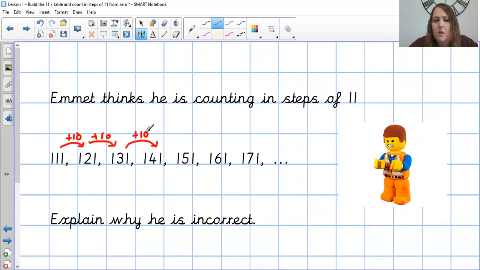Now, which one will we start on? Which one is in our multiples of 11 that you know? Again, hopefully you've spotted the 121. So hopefully you'd be able to then explain, well, it was 121, it would then be 132, and so on and so on. And then you'd have to go back to take away to 110 here.